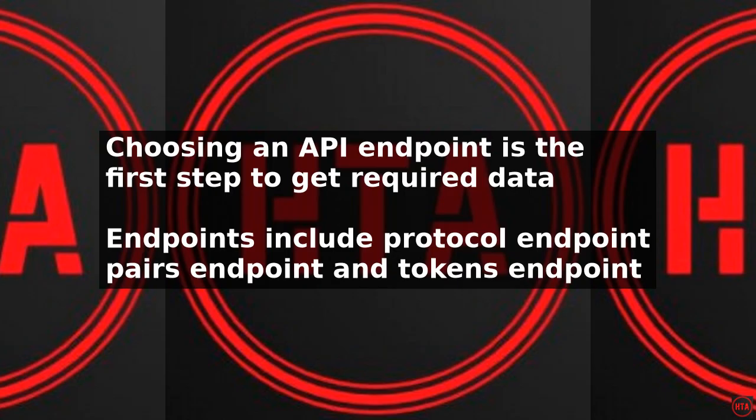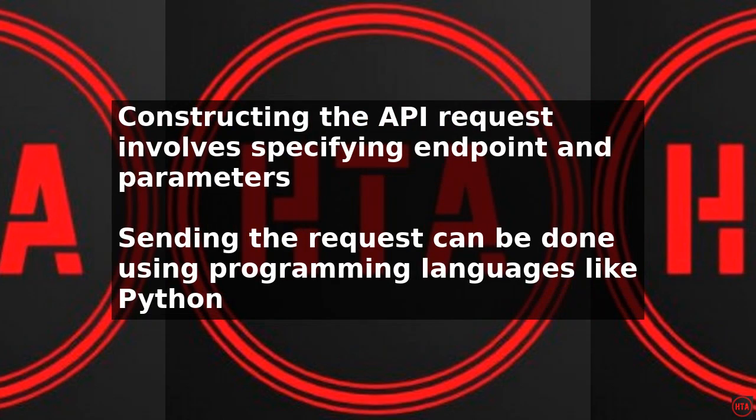You can use programming languages like Python or JavaScript to send the API request. For example, in Python, you can use the requests library to send a GET request to the Uniswap API. You would import the requests library, specify the API endpoint and parameters, and then send the request using the GET method.